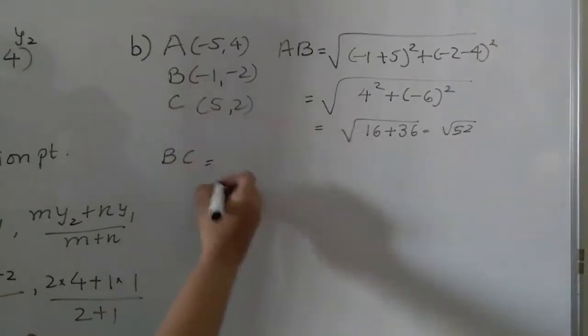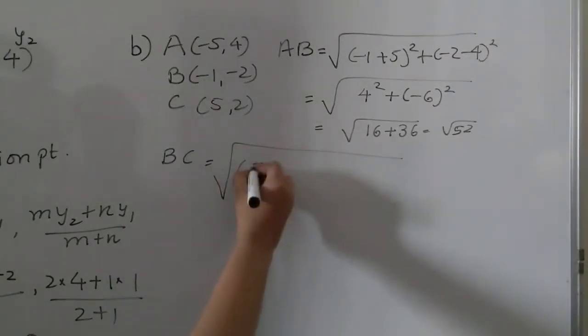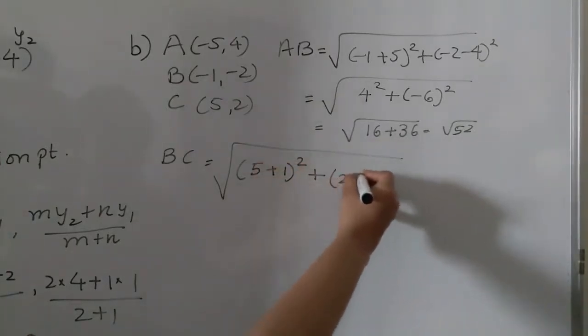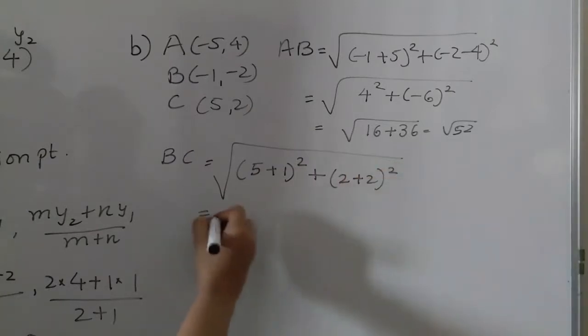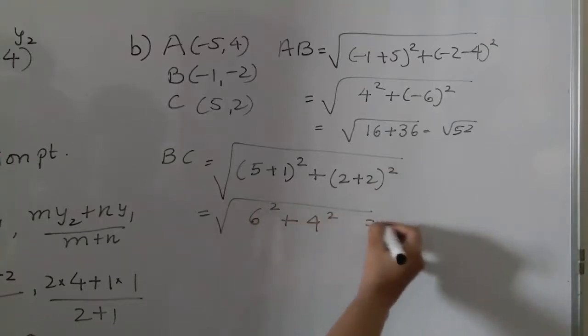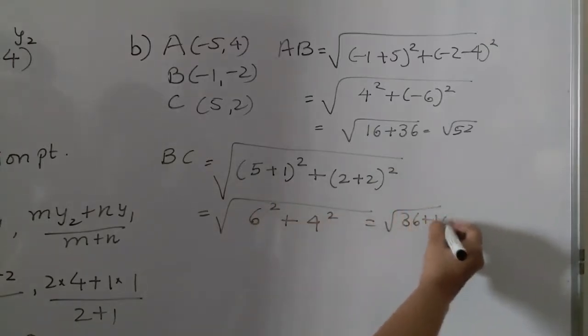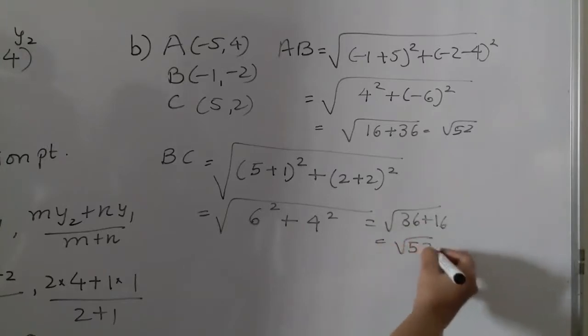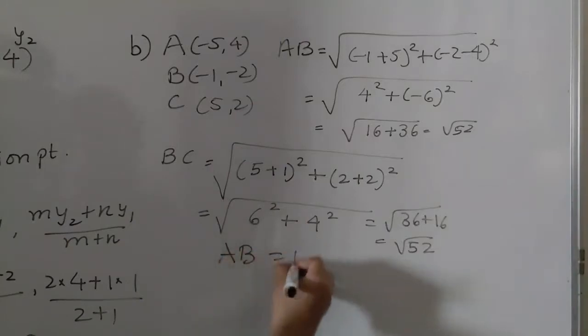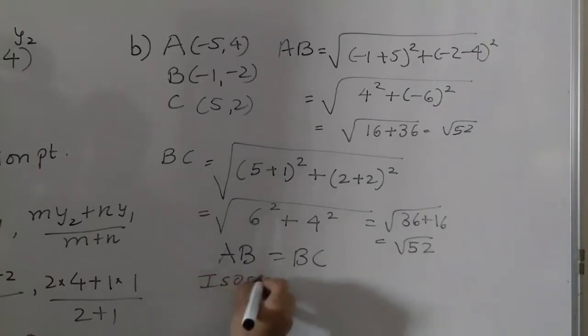Then we find the BC value. For that I'll use BC coordinates. So (5 minus 1) plus (1) square, (2 minus 2) plus 2 square, is equal to 5 plus 1 square, 4 square, 36 plus 16. Again it is square root 52. So we already got two sides equal. AB and BC distances are equal, so no need to write AC now. We found AB is equal to BC. It means it is an isosceles triangle.